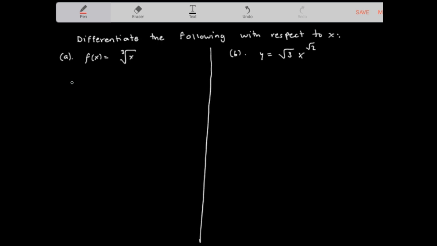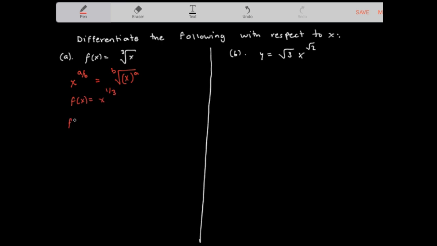Now we can understand the conversion where, if x is a base to a power a over b, then we can rewrite the exponent as x to the power a, b-th root, right? And b is the index and a is the power on the radicand. So if you convert this radical into the form of an exponent, then you can rewrite this as f of x is equal to x to the power 1/3.